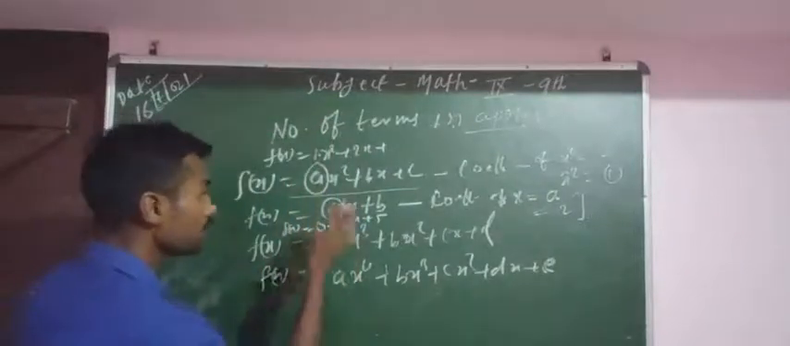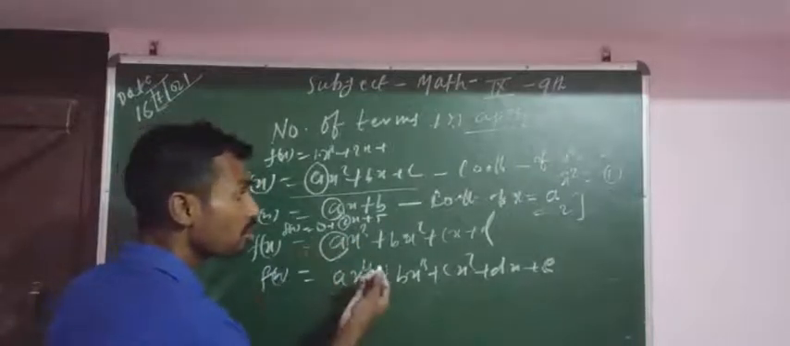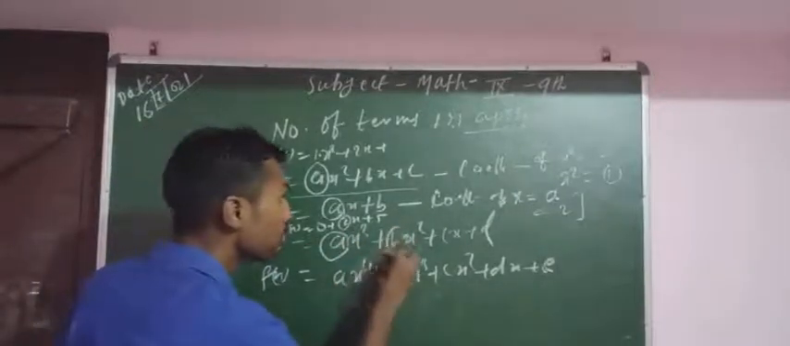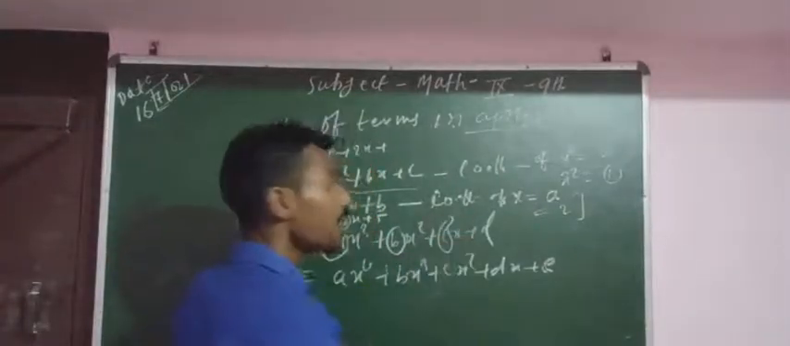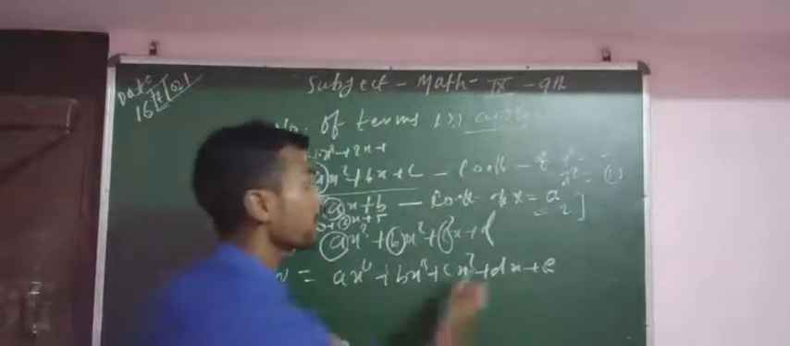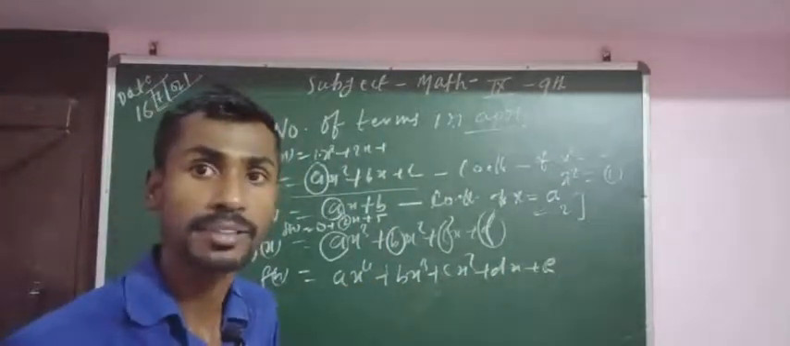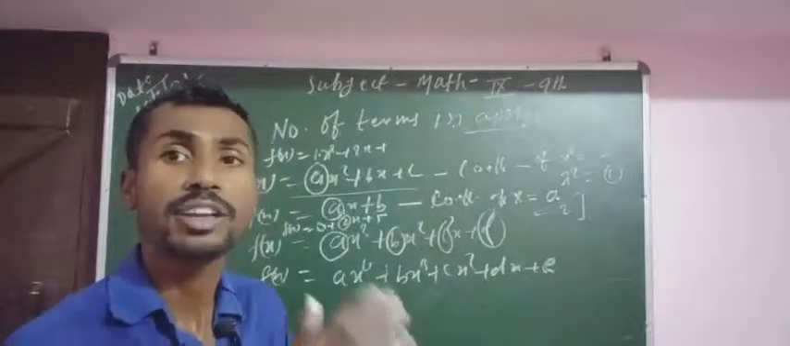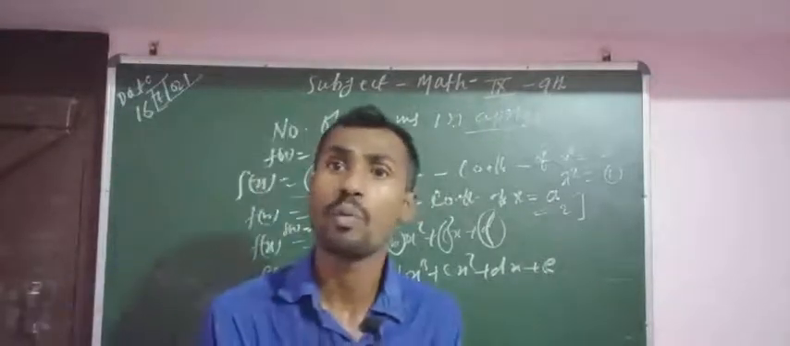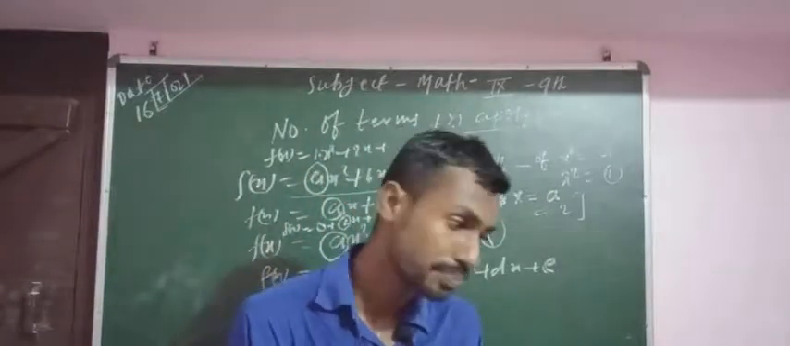Suppose we ask what is the coefficient of x cube. In the polynomial a x cube plus b x square plus c x plus d, a is the coefficient of x cube, b is the coefficient of x square, c is the coefficient of x, and d is the constant term of the given polynomial expression. Using this concept, we can decide the coefficient of x, x square, and x cube.